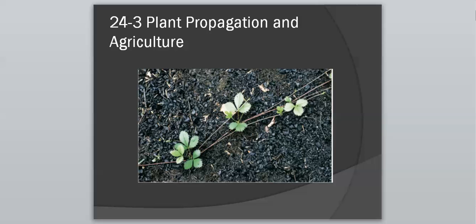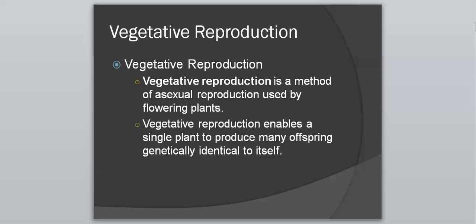This section is entitled Plant Propagation and Agriculture. So agriculture, we should all know what that is. That's near and dear to our hearts around here. And propagation might be a new word for us, but propagation just means to spread. So we're going to look at some ways some plants spread, and we're going to look at how agriculture ties into that. But before we get in here, we're going to talk about something called vegetative reproduction. So this is going to describe our plant propagation.